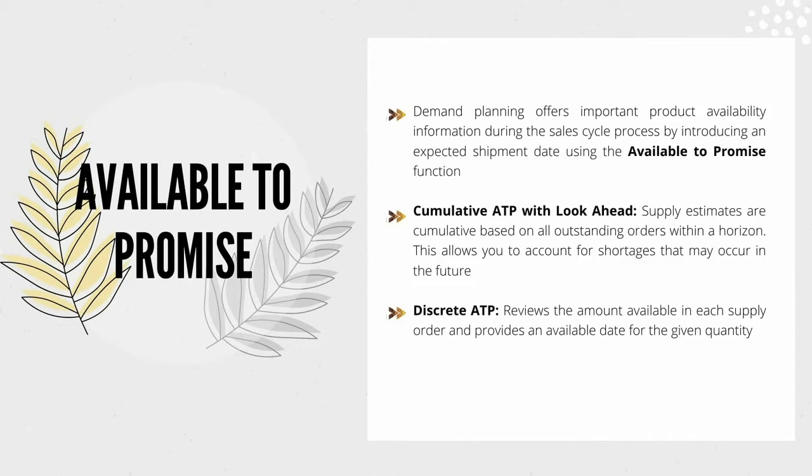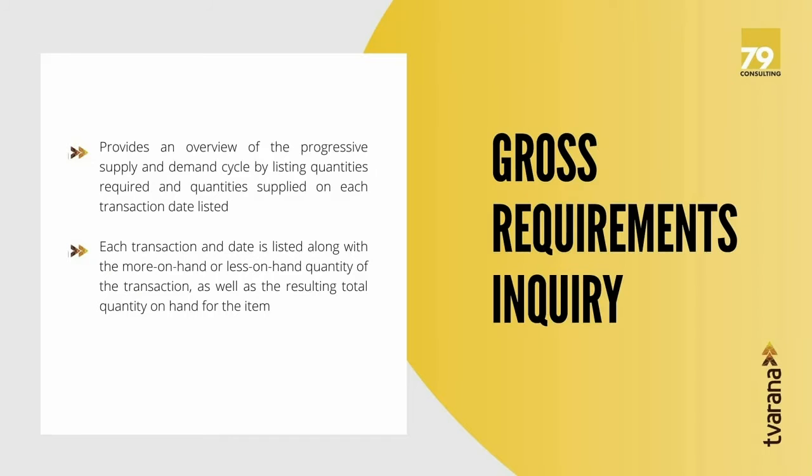This allows the user to check item availability based on open or outstanding supply type orders and demand-based orders. We can see all of our demand and supply needs by viewing what NetSuite provides as the gross requirements inquiry. On this page that NetSuite produces, and we'll show you, the gross requirements inquiry provides you with an overview of the progressive supply and demand cycle by listing quantities required and quantities supplied on each transaction date listed. Each transaction and date is listed along with the more on hand or less on hand quantity of the transaction, as well as the resulting total quantity on hand for the item.